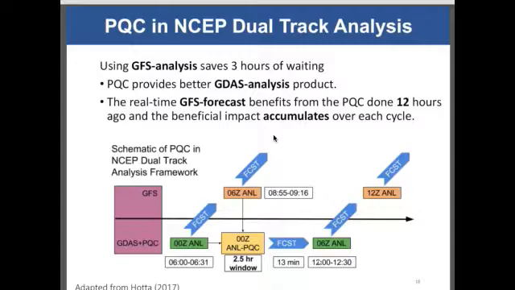Okay, so I'm trying to see what you're adding to the cost of the cycle. Yeah, you would be adding an additional 6-hour forecast.